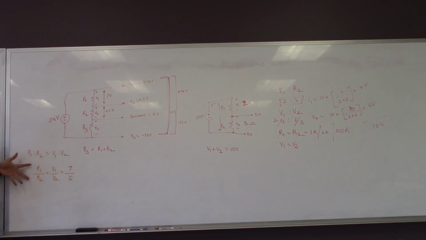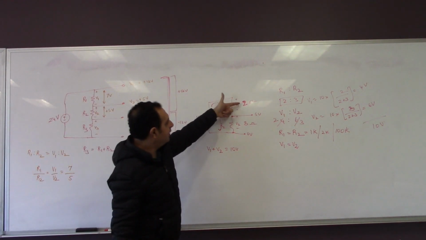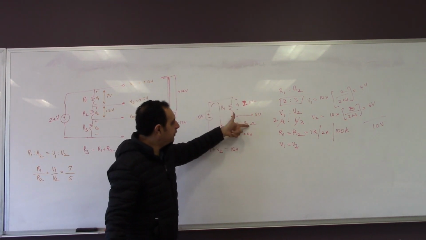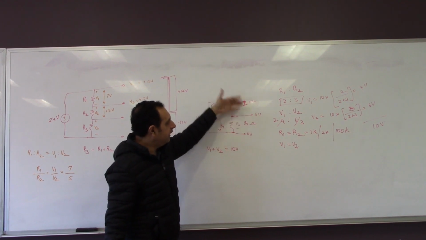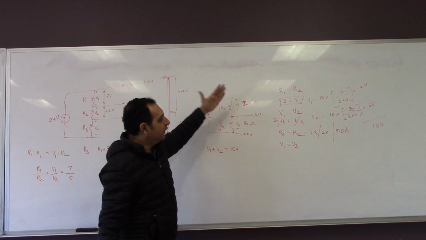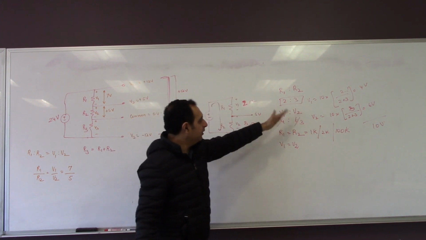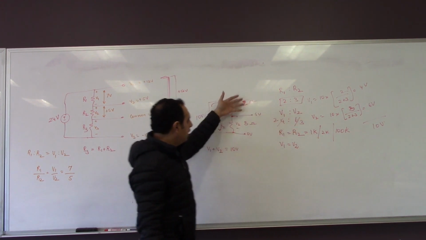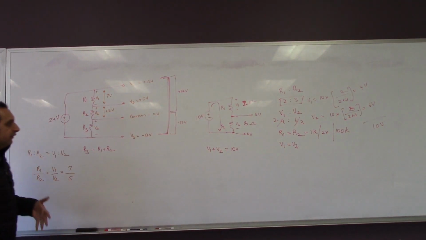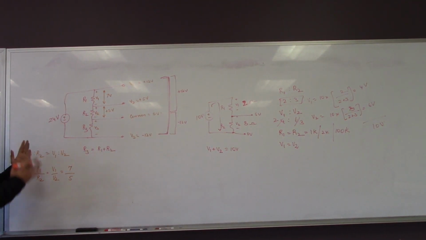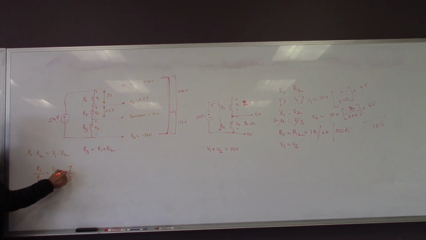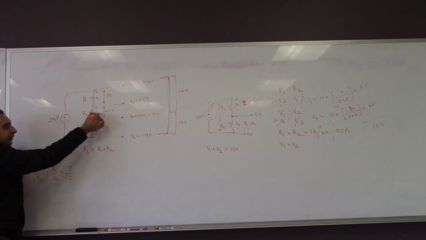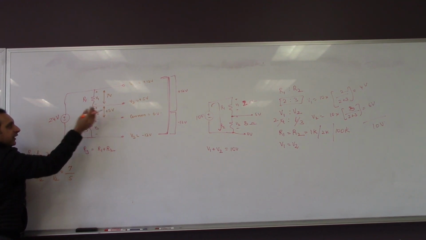There is no hard and fast rule as to what you should pick. You can have them as 2 is to 3, 20 is to 30, 2K is to 3K, 200 is to 300. The only thing is the ratio has to be the same. Whether you say 6, 4, 12, and 19 or whatever, so long as the ratio is the same, you're good. So I can assume this resistance as 7 and this as 5. If I have this as 7 and 5, that's fine.